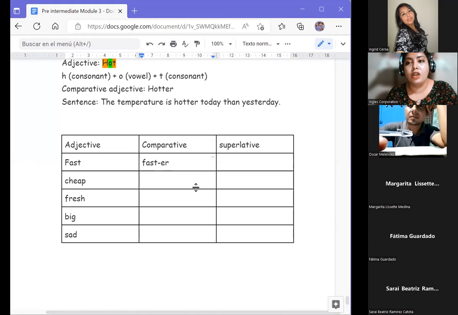E-R, faster. Then we have cheap. Again, we are not going to double anything. Cheap, and we add E-R, cheaper. Then we have fresh, adding E-R, fresher. Here, in this case, we are going to double the G. And we are going to write G, E, R, bigger. And again, sad, D, E, R, sadder.